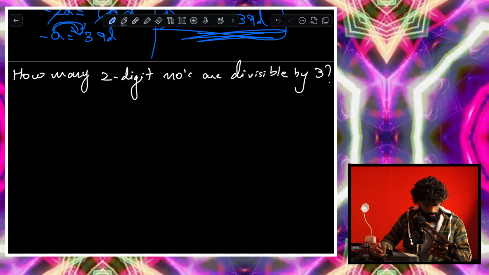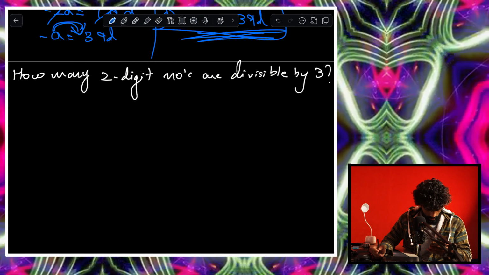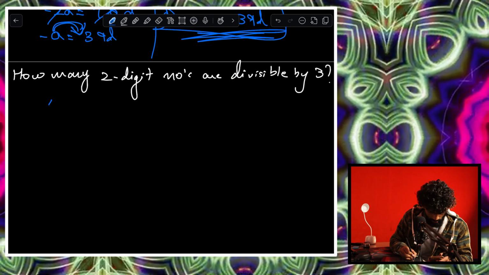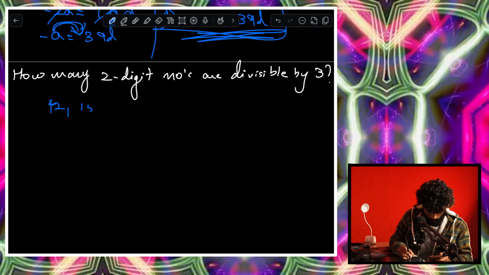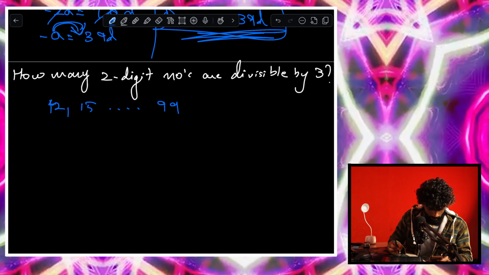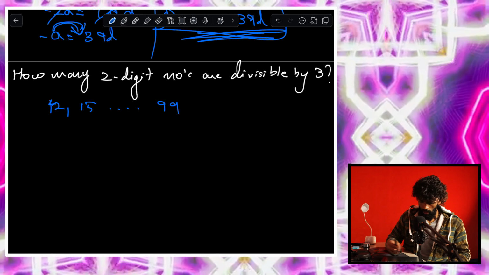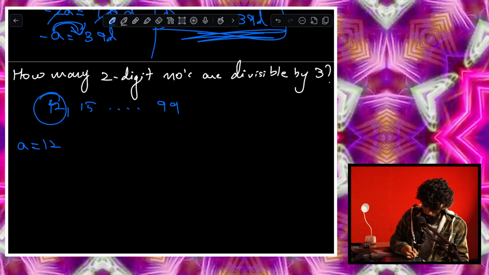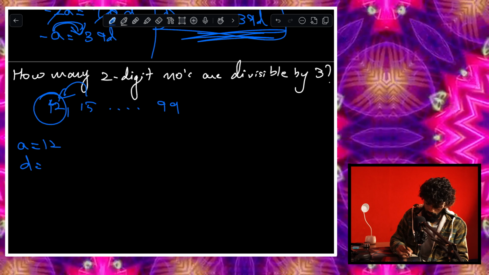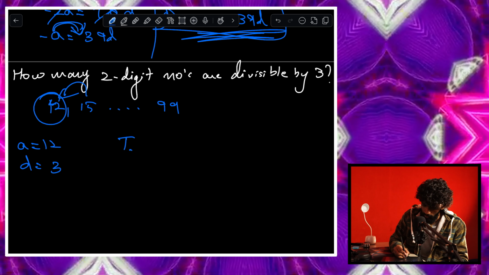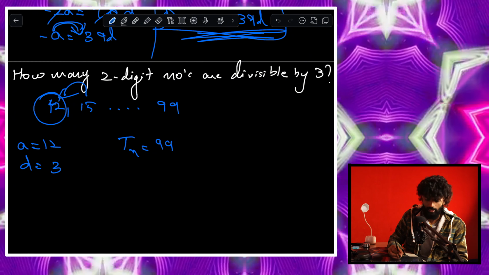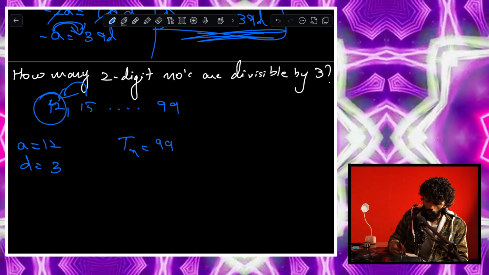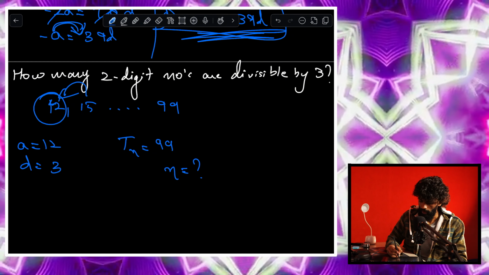I forgot to write the sequence. The sequence goes like this. The AP is 12, 15, and so on, up to 99. So this is my sequence. Just by observing this, the value of A is 12. The value of D is second term minus first term, 15 minus 12, which is 3. The value of Tn equals 99 because I can see it. Now can you find how many 2-digit numbers? Meaning I'm supposed to find the value of n, the question mark.